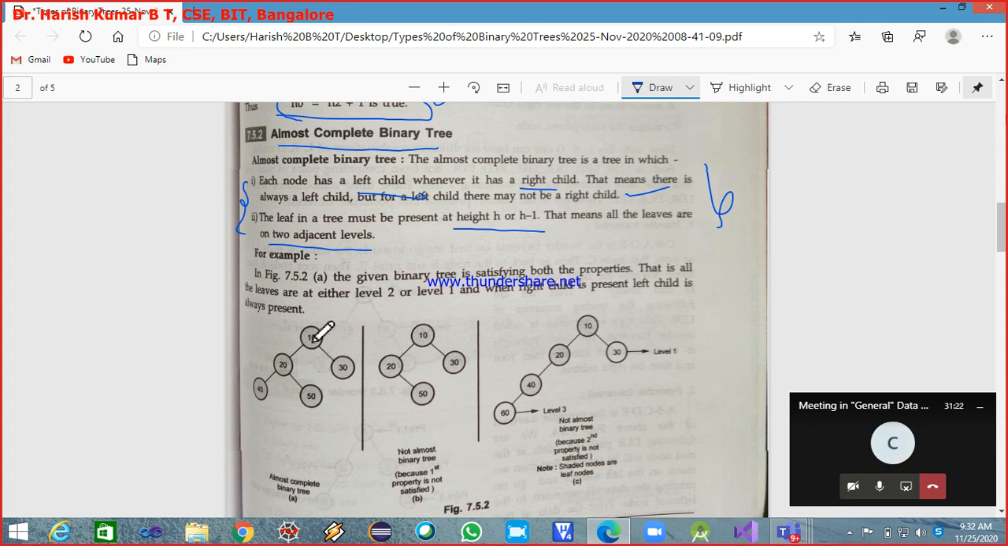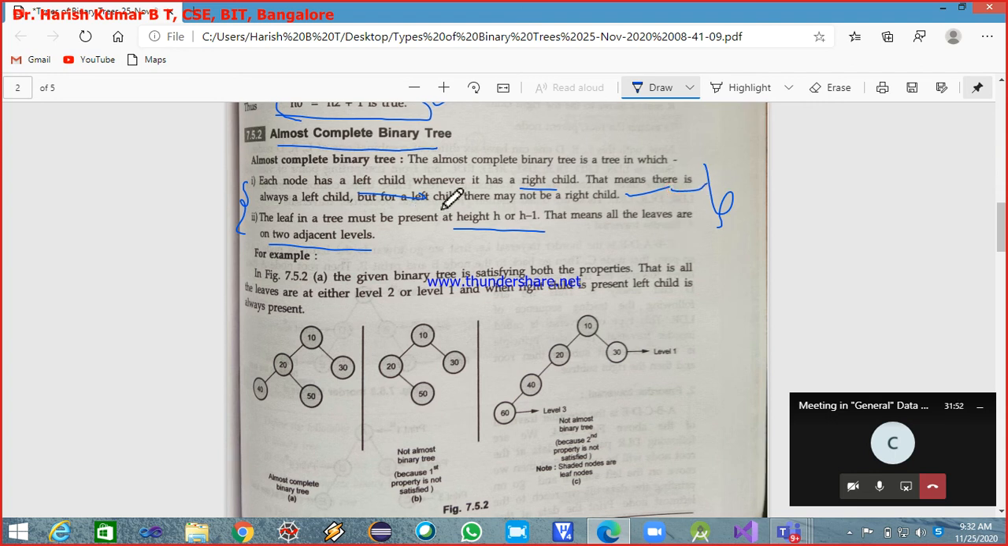So check whether each internal node has a left child. 10, does it have a left child? Yes. 20 is another internal node. Does it have a left child? Yes, it has a left child. That means this first constraint is satisfied.